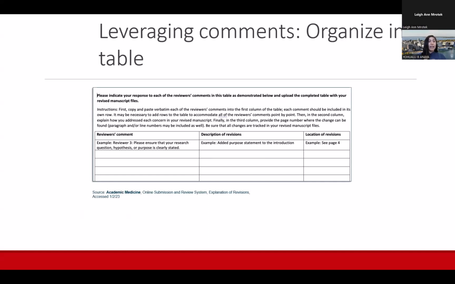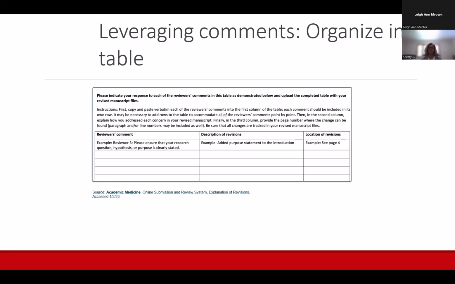I really like the use of tables. This is an example table that Academic Medicine provides to folks when they're submitting their revisions. And I highly recommend using something that just makes it easy. You don't have to use a table. I think tables are great. As an associate editor, I can follow along really nicely, but you don't have to.